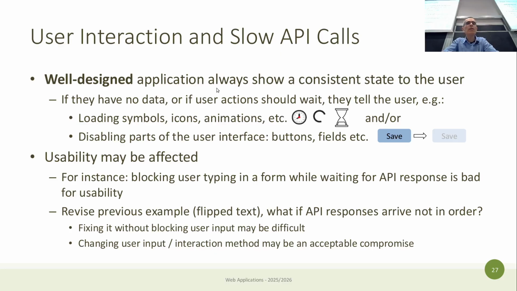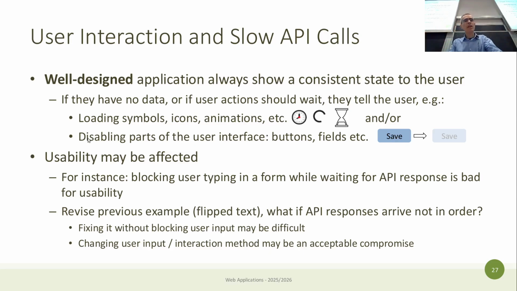But a well-designed application always shows a consistent state to the user. If they have no data and the user action should wait, they'll tell the user in some way. The simplest ways are these two. You saw the clock symbol, right? Or the spinner, the hourglass, all these kinds of symbols that tell the user, sorry, you must wait. Sometimes there are animations with empty content and so on. We are not asking you to do so many fancy things. A string with "loading" is still fine.